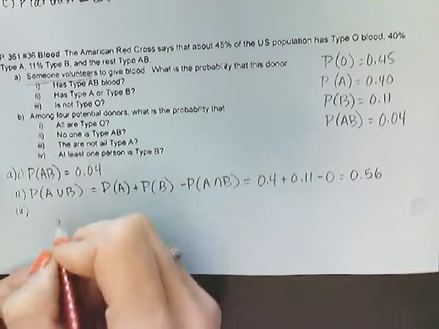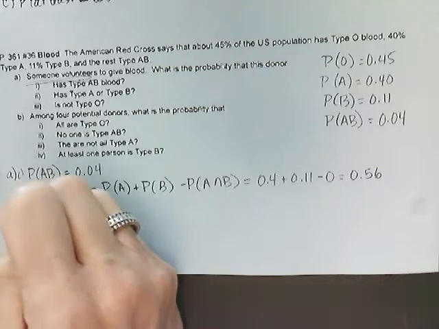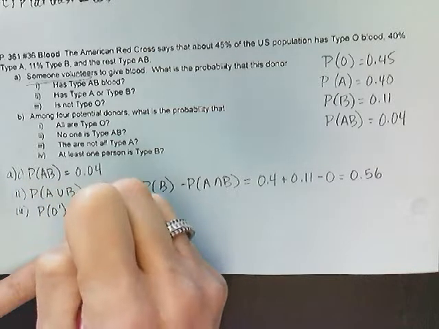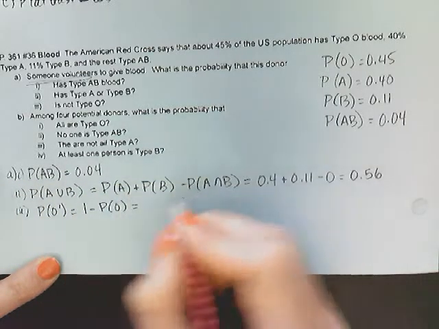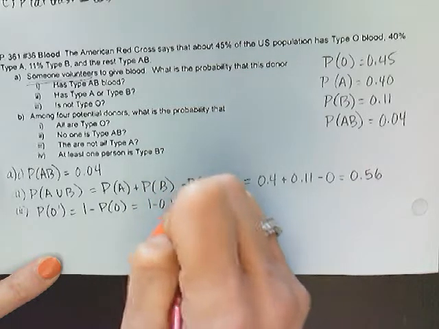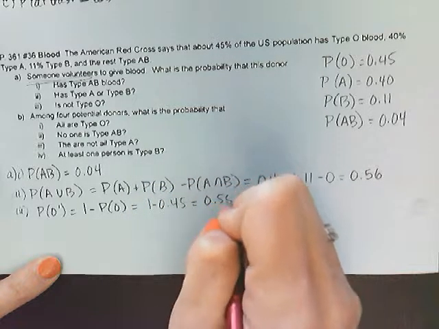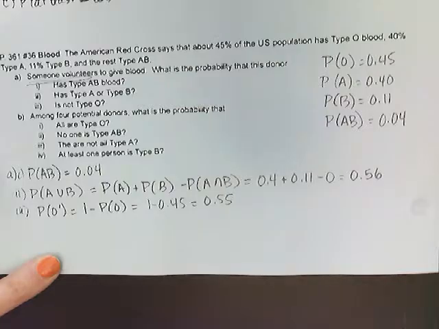Okay. Is not type O, so probability of not O is 1 minus the probability of type O, which is 1 minus 0.45, so that's 0.55. Okay. Those are my OR questions. Those are our mutually exclusive questions.